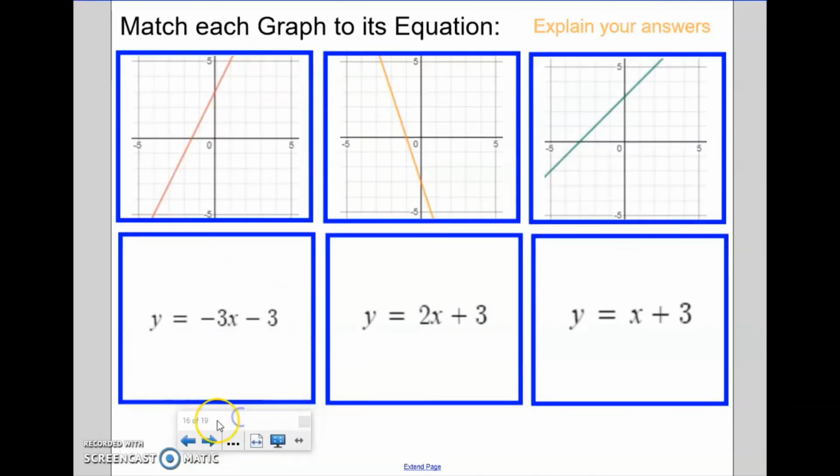Okay, at this point, I would like you to briefly pause the video. You don't need to write anything down. I just want you to look at the graphs and try and match them up with the equation of the linear graph. Could you pause the video now and match up the 3 graphs?